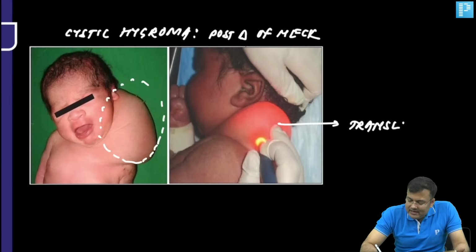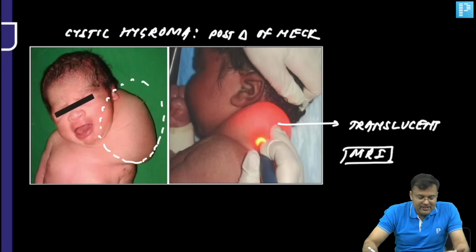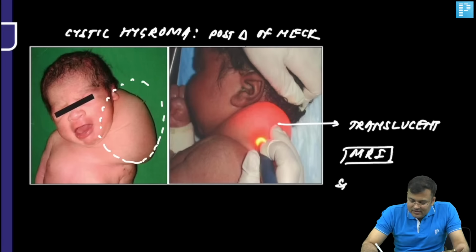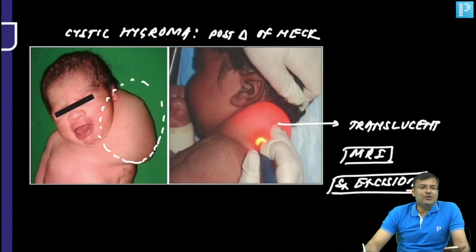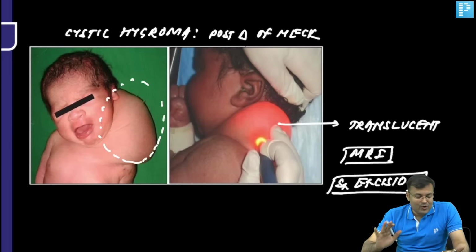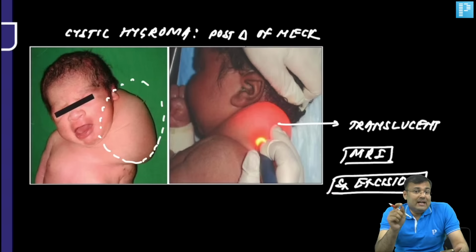How to make the diagnosis? MRI. And what's the treatment? We have to go for surgical excision. So, surgical excision, और आपको पता है it is associated with Turner syndrome. So, this is cystic hygroma. Clear? बहुत सारी बुक्स में लिखा है ट्रांस इल्यूमिनेंट.